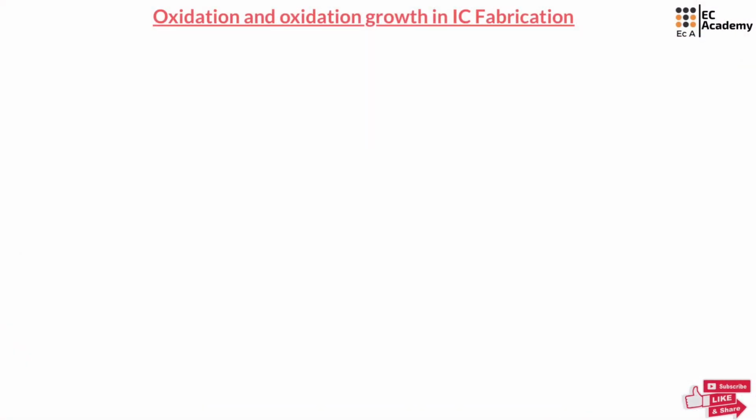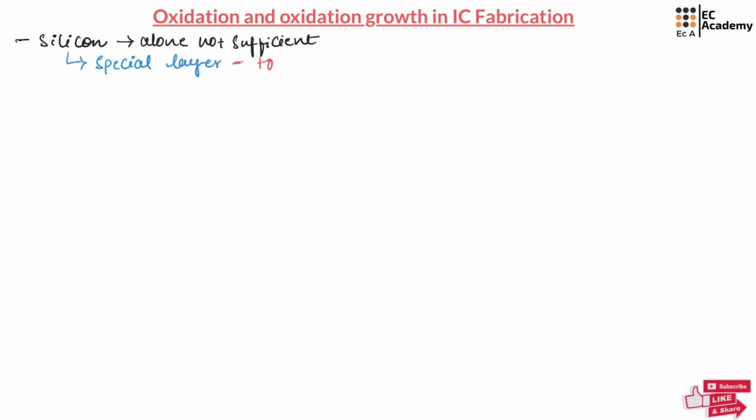Today we are going to learn one of the most crucial steps in making silicon chips, which is known as oxidation. First, let us understand the basics. We use silicon a lot in most of the electronic devices, but this silicon alone is not sufficient. We need a special layer to protect the silicon and to control where the current flows.